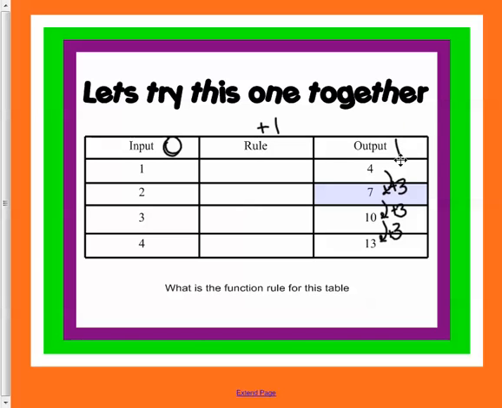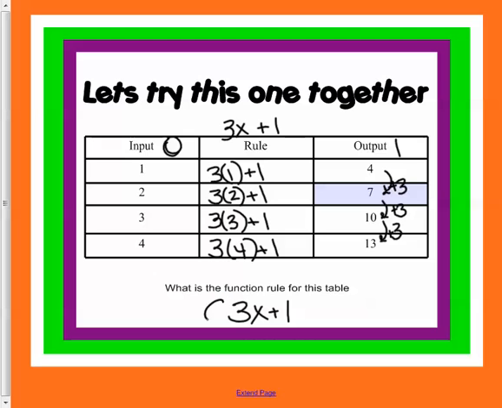Okay, so I know then that I'm adding 1. Because the input is 0, the output is 1, that means that every time I have to add 1 on. If it's a repeated addition of 3, that's a multiplication of 3. So my rule for this table is 3x plus 1. Let's check. 3 times 1 is 3, plus 1 is 4. 3 times 2 is 6, plus 1 is 7. 3 times 3 is 9, plus 1 is 10. 3 times 4 is 12, plus 1 is 13. So we know that it works. So the function rule is 3x plus 1.